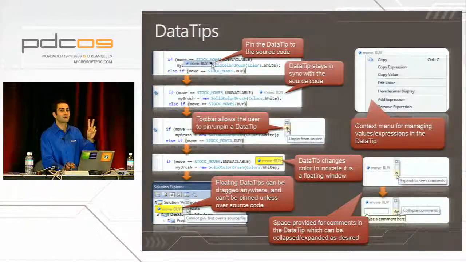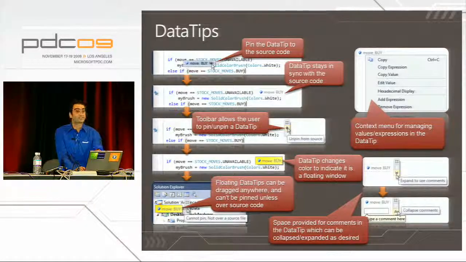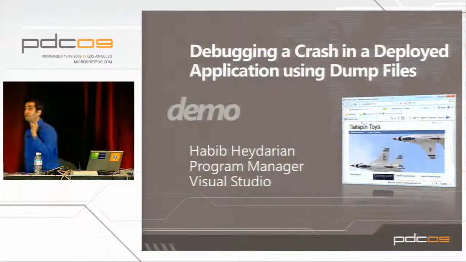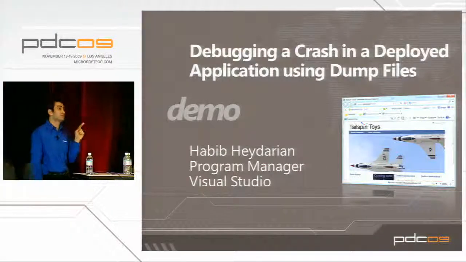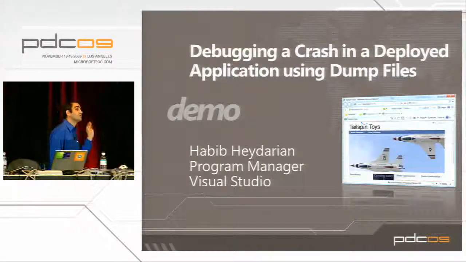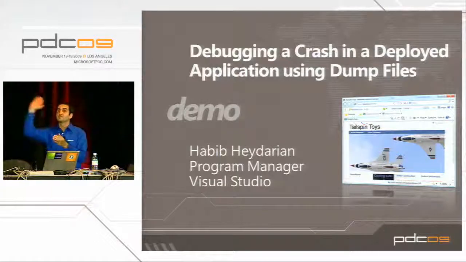I have 2 more minutes. I want to show you something else. I've explicitly left this slide in here, so later on, when you go through the presentation, you can see exactly what all the features are with the pinnable data tips. But one of the most important features here, I think, in 2010 is our ability now to debug crash dump files. Can I see a show of hands?